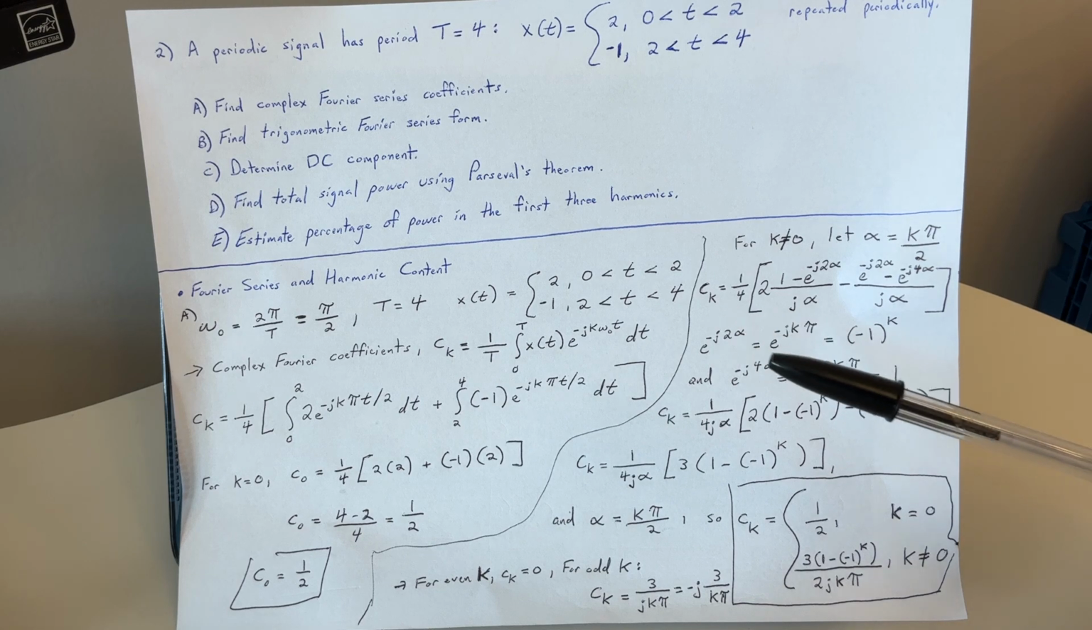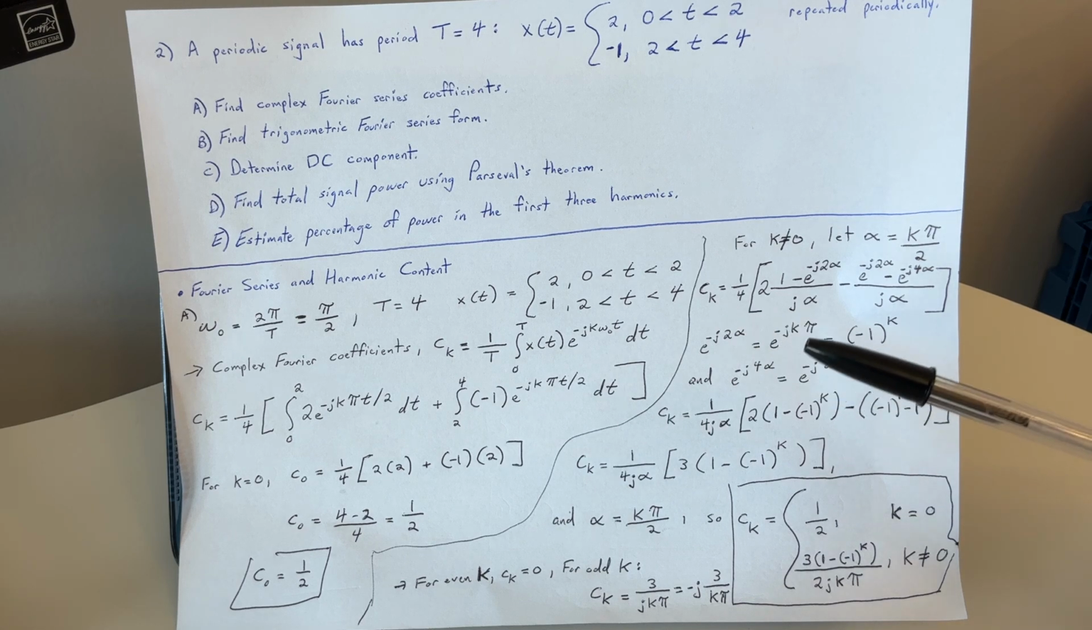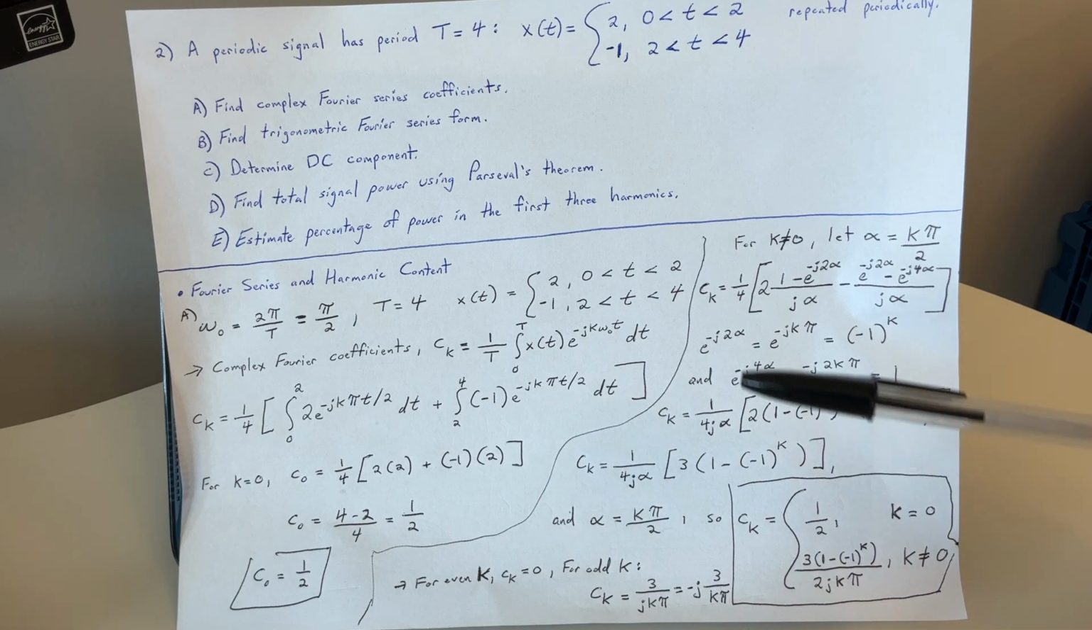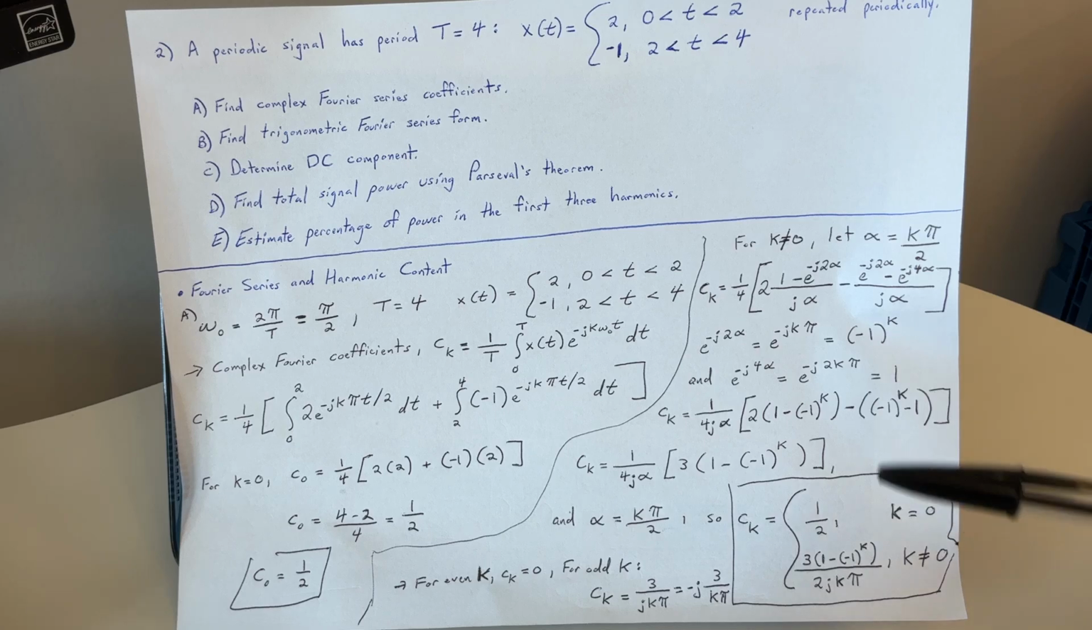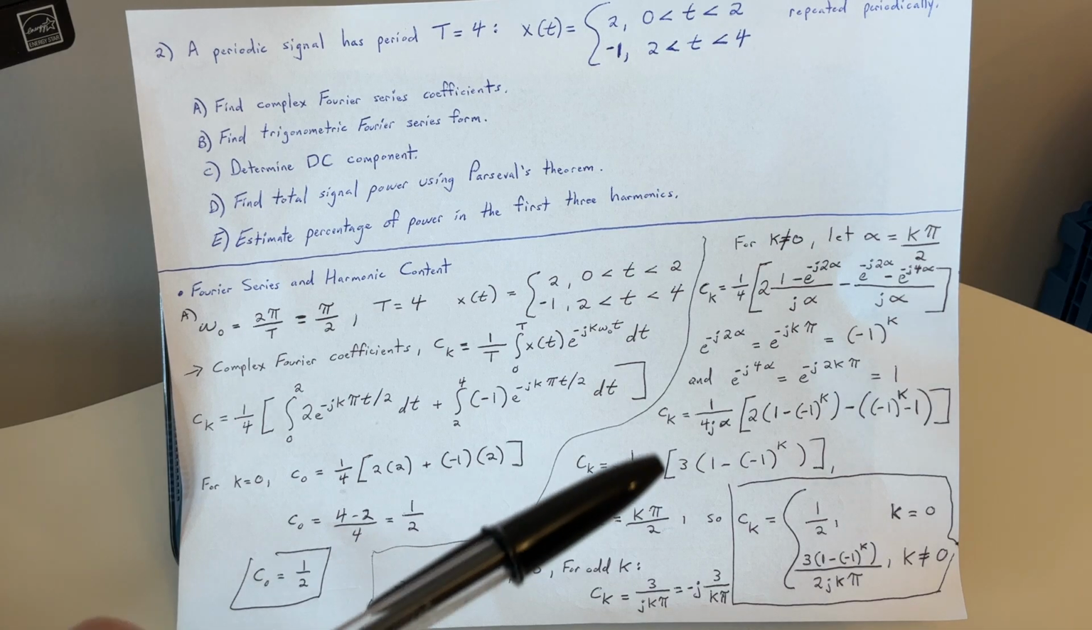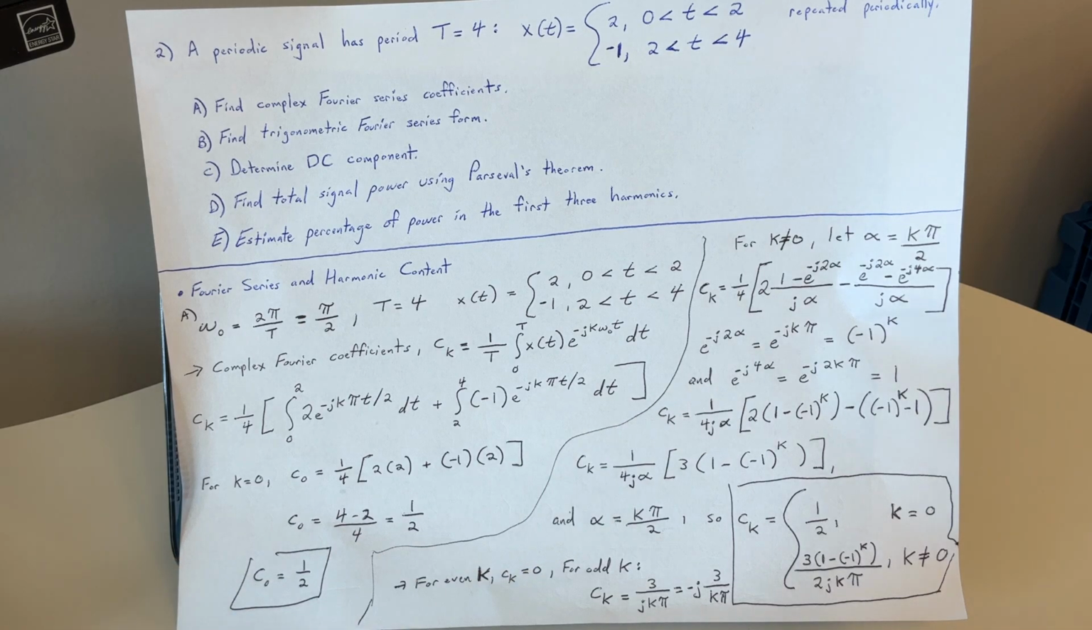e to the negative j2 alpha equals e to the negative jk pi, that equals -1 to the k. And e to the negative j4 alpha equals e to the negative j2k pi, that equals 1. So our c sub k is going to equal 1 over 4j alpha bracket 2 times quantity 1 minus -1 to the k, minus this quantity -1 to the k minus 1, close parentheses, close bracket.